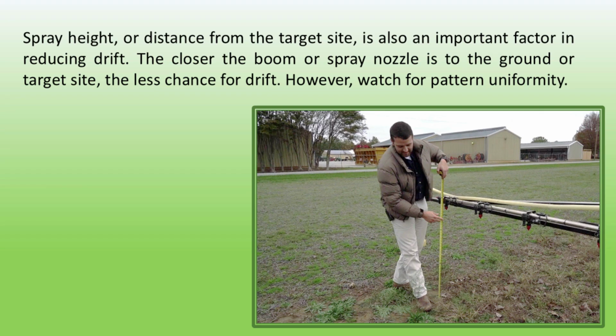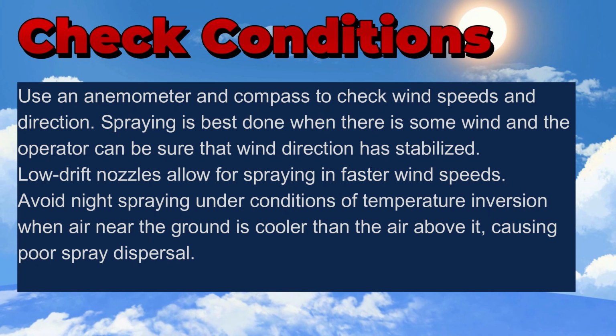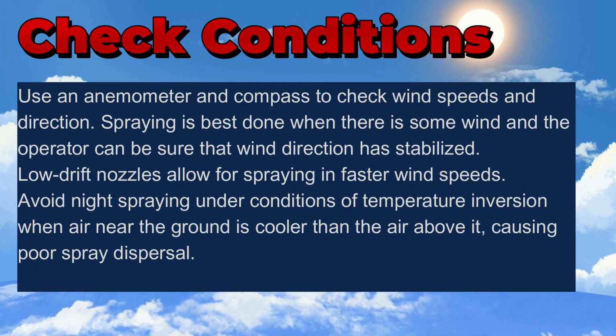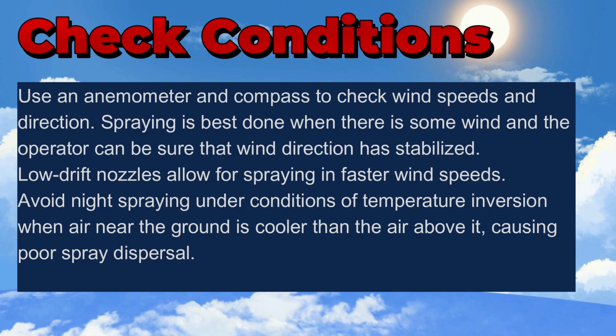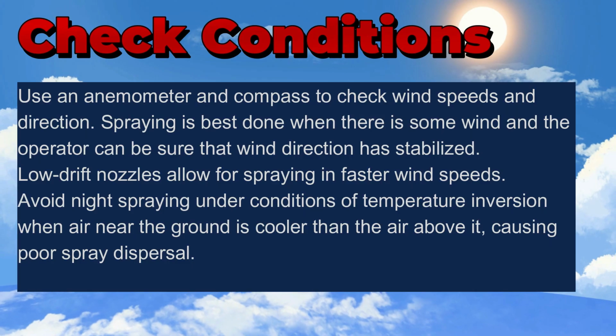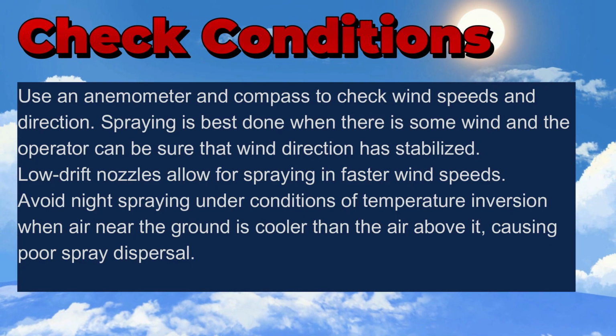The closer the boom or spray nozzle is to the ground or target site, the less chance for drift. However, watch for pattern uniformity. We need to remember to check conditions. Use an anemometer and compass to check wind speeds and direction. Spraying is best done when there is some wind, and the operator can be sure that the wind direction is stabilized. Low drift nozzles allow for spraying in faster wind speeds.